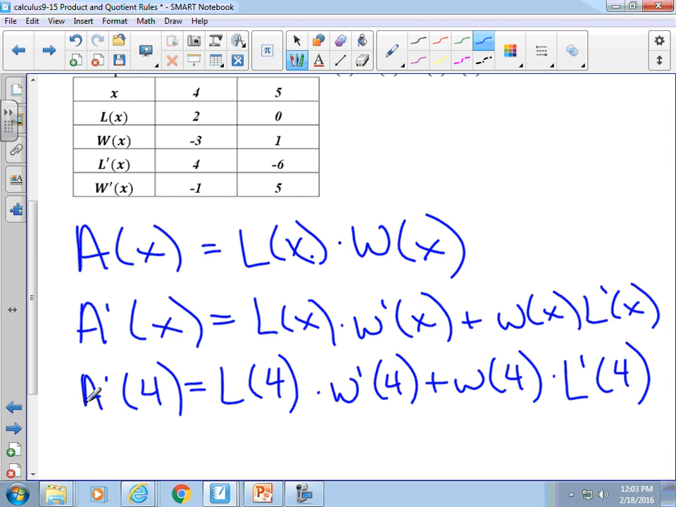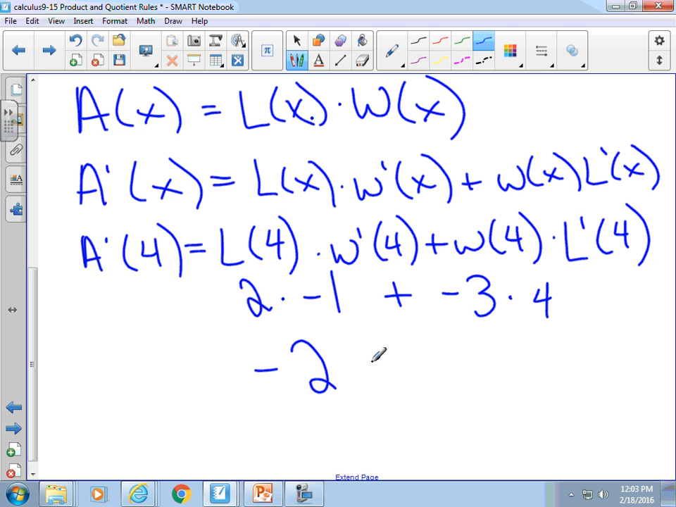Okay, do I know L of 4? 2. Because the table says. So again, very common AP problem type to use tables like this. W prime of 4 would be -1. W of 4 and W prime of 4. L prime of 4. That makes more sense. It is 4. Y'all said the right answer. I asked the wrong question. Negative 2 plus negative 12 is negative 14.